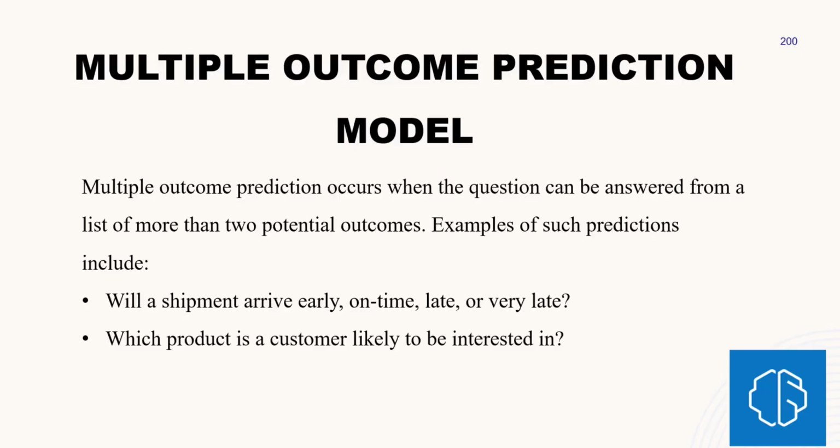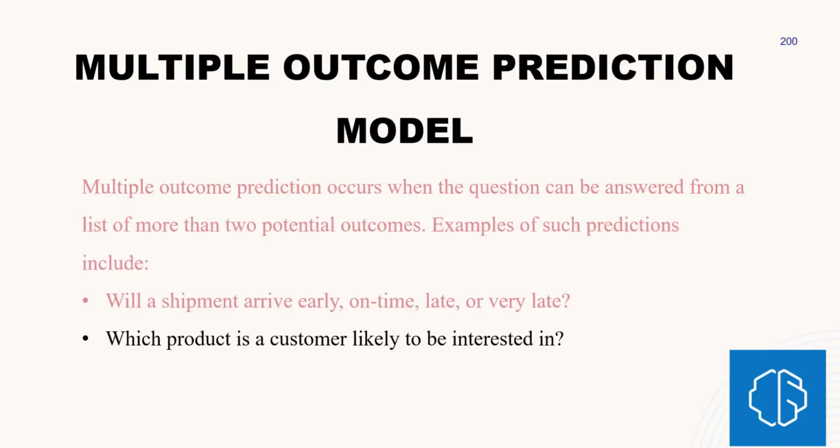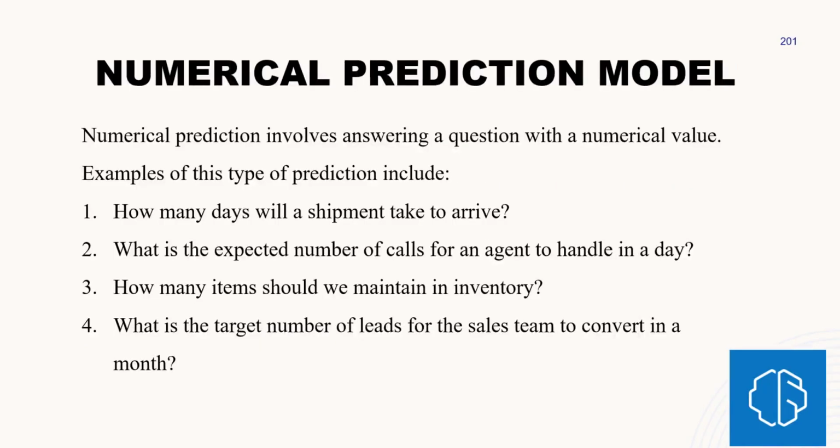So next is the multiple outcome prediction AI model. This model's prediction occurs when the question can be answered from a list of more than two potential outcomes. Examples of such predictions include, will a shipment arrive early, on time, late, or very late? Which product is a customer likely to be interested in? These are the questions which we can ask while predicting with the AI model having multiple outcomes.